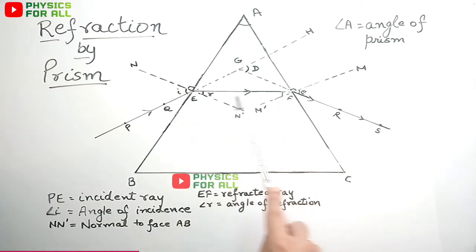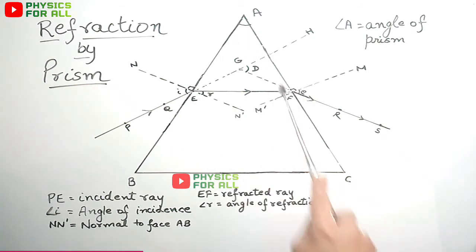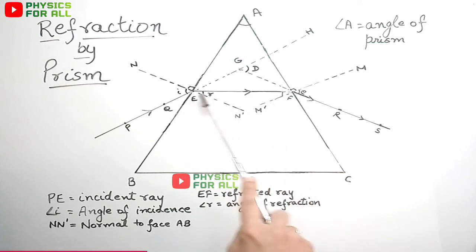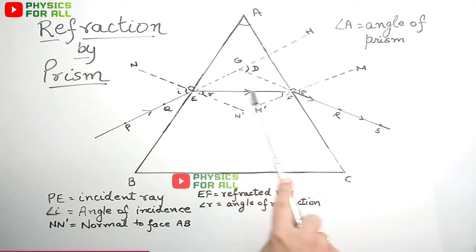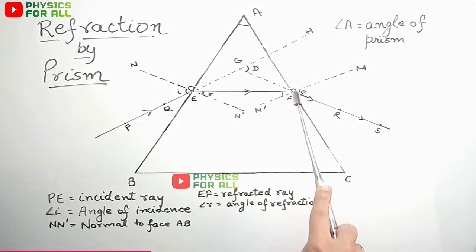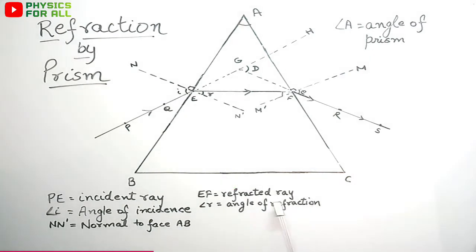So it has bent. Now this EF, inside this, is completely glass medium. So when there is no change in medium, the ray will go straight. That's why it is traveling a straight distance till F. So our EF is the refracted ray.